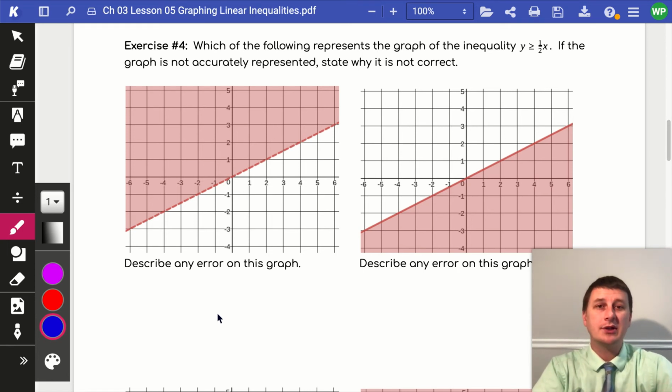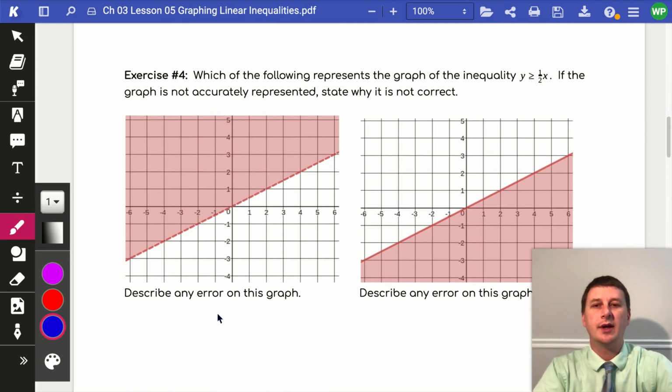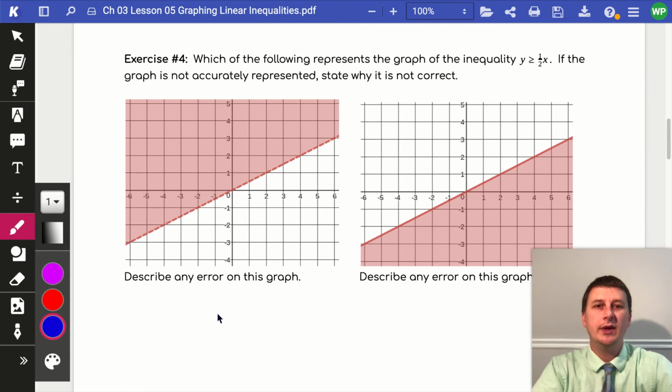In this video, we're going to continue on with our study of graphing linear inequalities. If you haven't watched the videos for exercises numbers 1, 2, and 3 yet, I strongly recommend you go back and watch those videos, because they will prove to be very helpful in answering the questions in exercise number 4 right here.